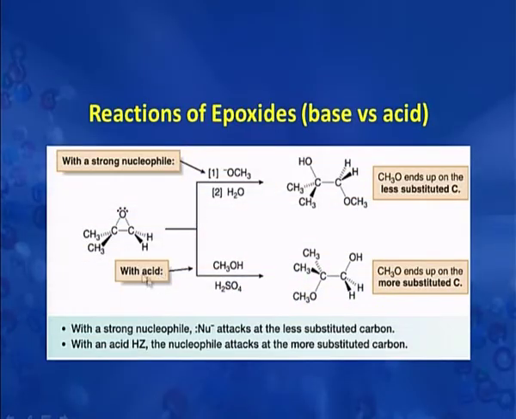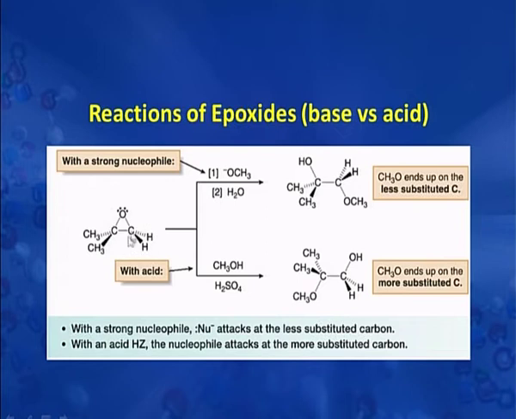We have seen already that ring opening of epoxide with either a strong nucleophile or an acid is regioselective, that is, one constitutional isomer is the major or exclusive product. And the second important point here is that the site selectivity of these two reactions is exactly opposite. We will discuss this thing with the help of the example here.